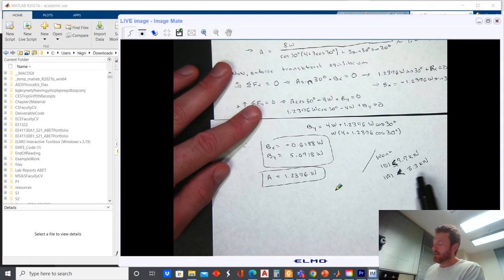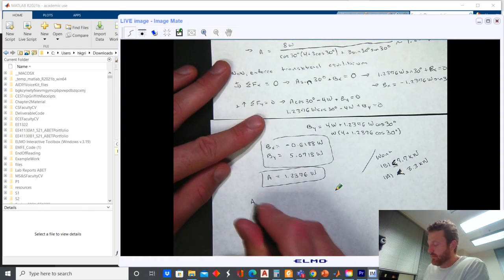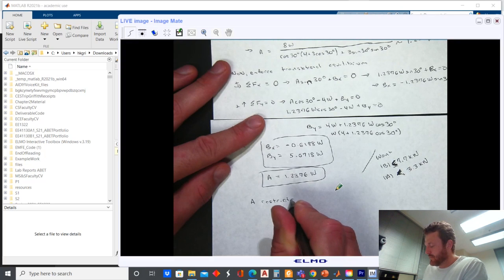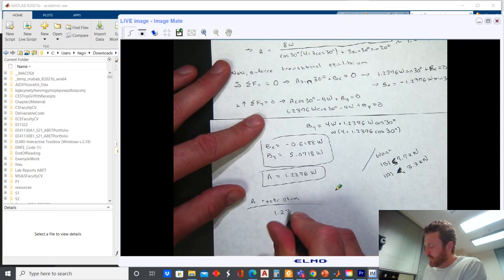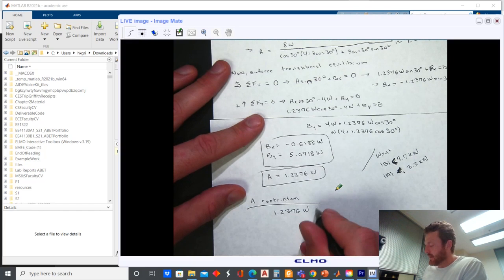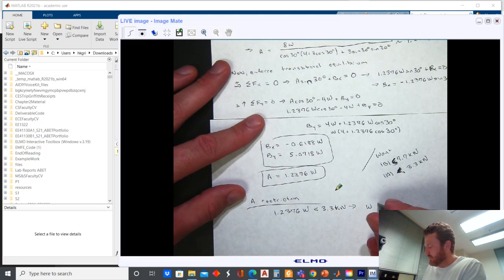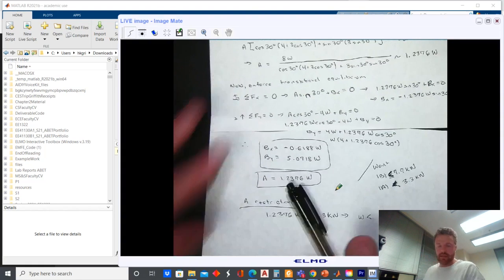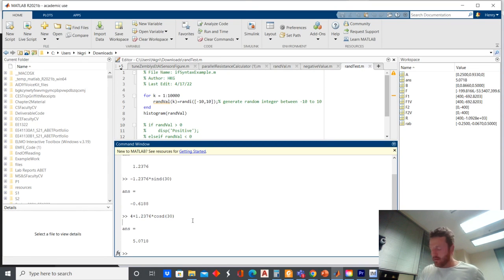So in order for A to be less than 3.3 kilonewtons, another way to write that is for the A restriction, 1.2376 W, that's A, has to be less than 3.3 kilonewtons. In order for that to be true, W must be less than 3.3 kilonewtons divided by 1.2376, which is going to be equal to, so we'll just write the less than again, 3.3 divided by 1.2376, 2.67 rounded to 36 kilonewtons.